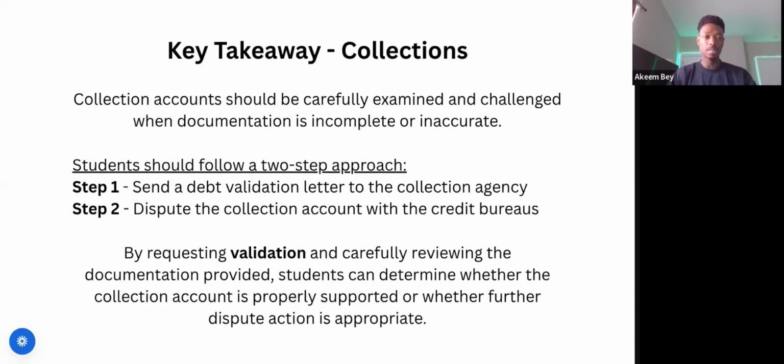Some key takeaways when it comes to collections: just remember, collection accounts should be carefully examined and challenged when documentation is incomplete or inaccurate. And you want to follow the two-step approach. First, a validation letter to the collection company. And even if they come back with something else, we want to send a follow-up letter letting them know, hey, this isn't enough, right? And in step 2, disputing the collection account with the credit bureaus. By requesting the validation and carefully reviewing the documentation provided, you can determine whether the collection account is properly supported or whether further dispute action is appropriate. And it goes the same way with the actual credit bureaus.